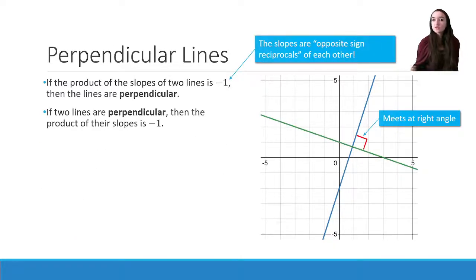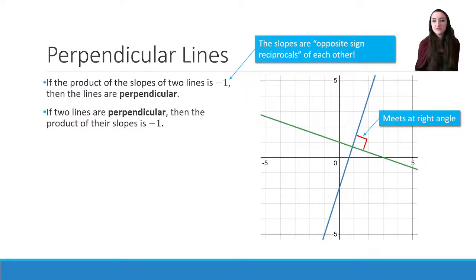But the other type of special line we have is called a perpendicular line, or a set of perpendicular lines. So if the product of the slopes of two lines is negative 1, then the lines are perpendicular. And if two lines are perpendicular, then the product of their slopes is negative 1. So once again, it goes back and forth. Once you know they're perpendicular, then you know that the product of their slopes is negative 1. If you know the product of their slopes is negative 1, then they're perpendicular.